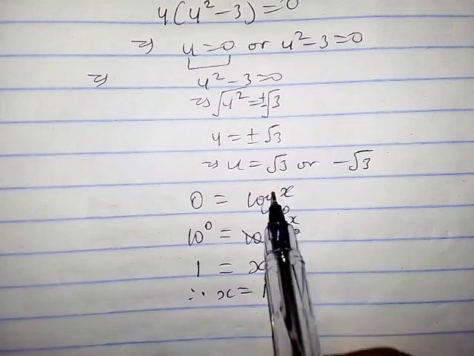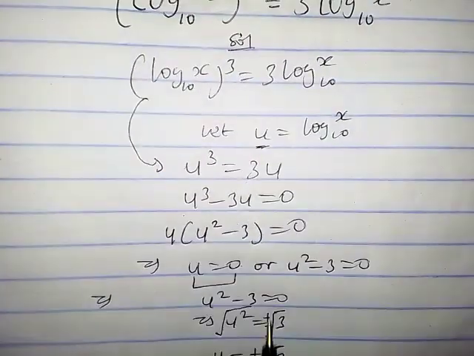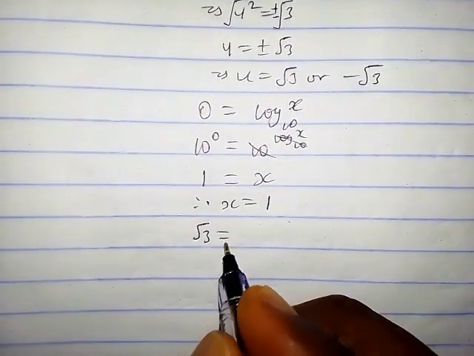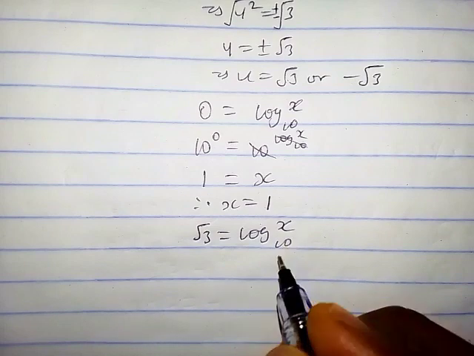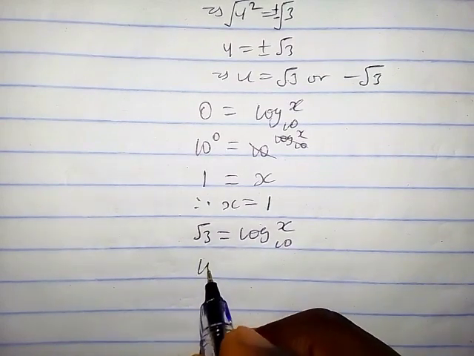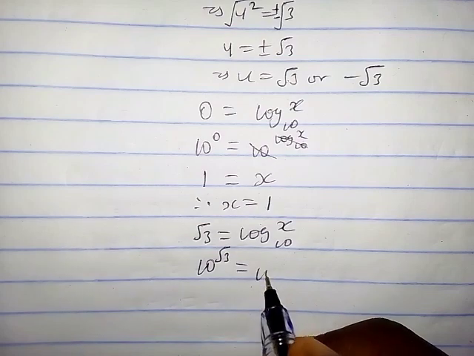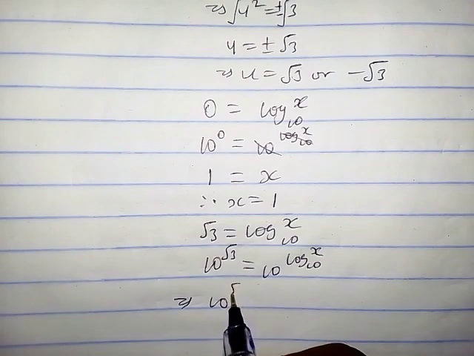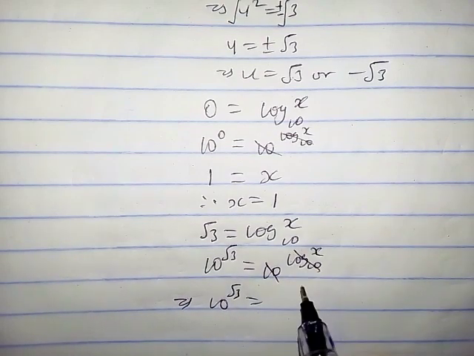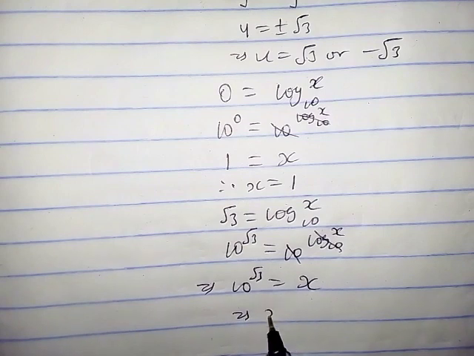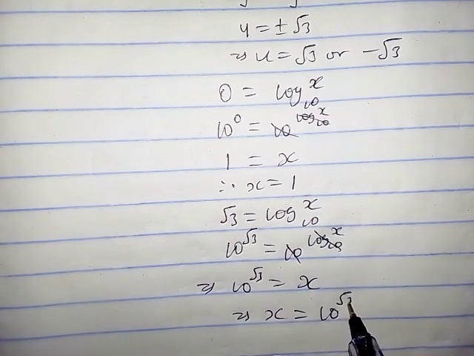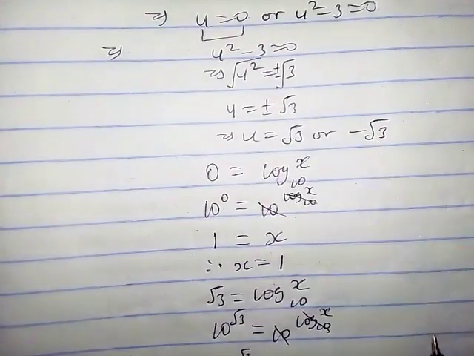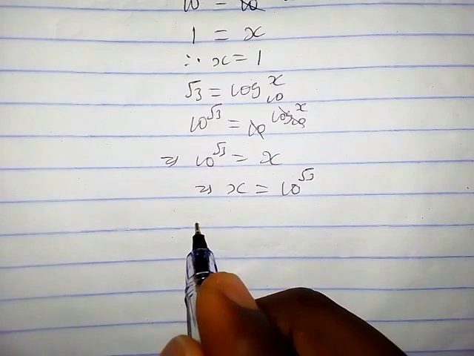Now let's consider the second case, when u equals root 3. We plug in the value of u here. We have root 3 equals log x base 10. Let's take the exponential of both sides again. We have 10 raised to the power root 3 equals 10 raised to the power log x base 10. This cancels the other side, so we are left with x equals 10 raised to the power root 3, which is the second solution.